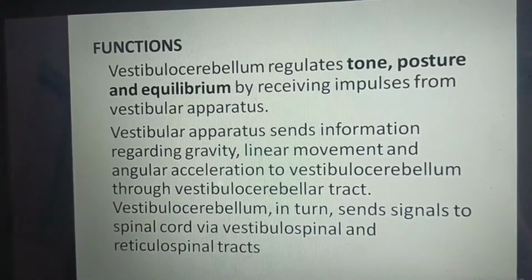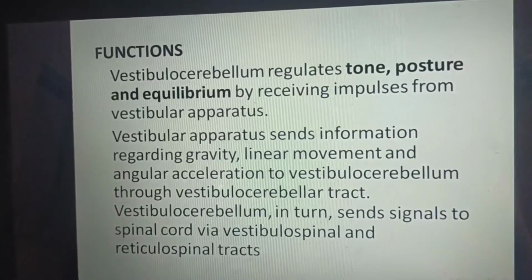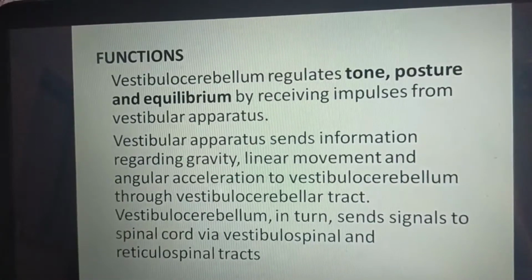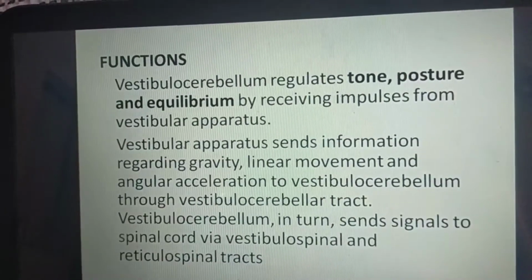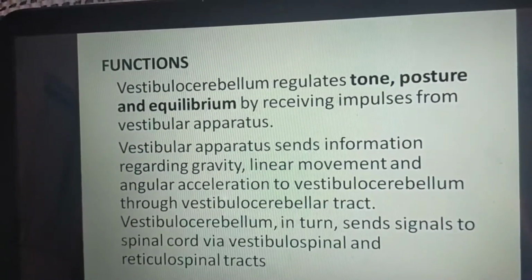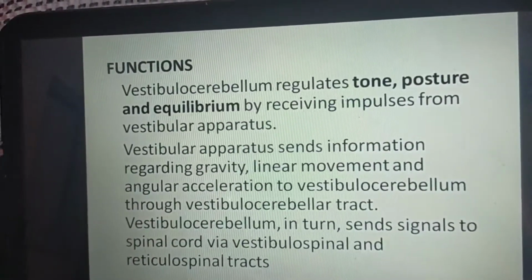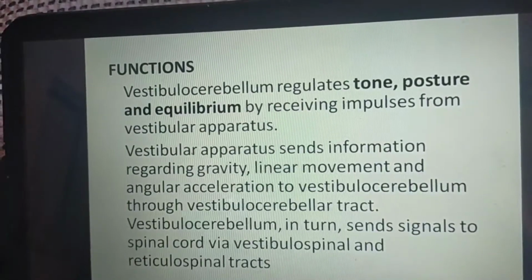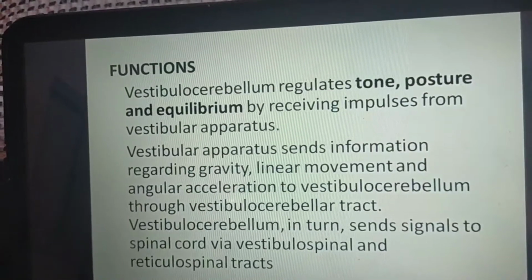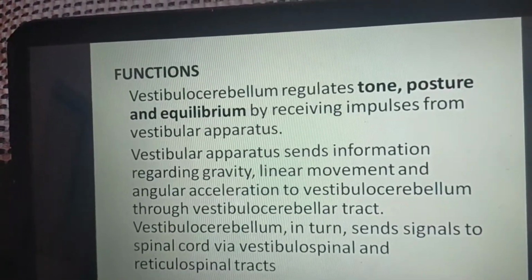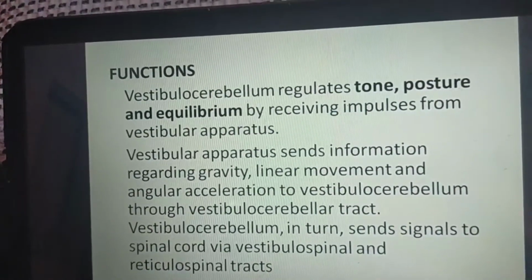Moving forward to functions of vestibulocerebellum. It regulates the tone, posture and equilibrium by receiving impulses from vestibular apparatus. Vestibular apparatus sends information regarding gravity, linear movement. Okay, fine. What is linear movement? It is the movement of an object in one direction, in one dimension from one place to another in the same direction. That is called the linear movement. And the angular acceleration.